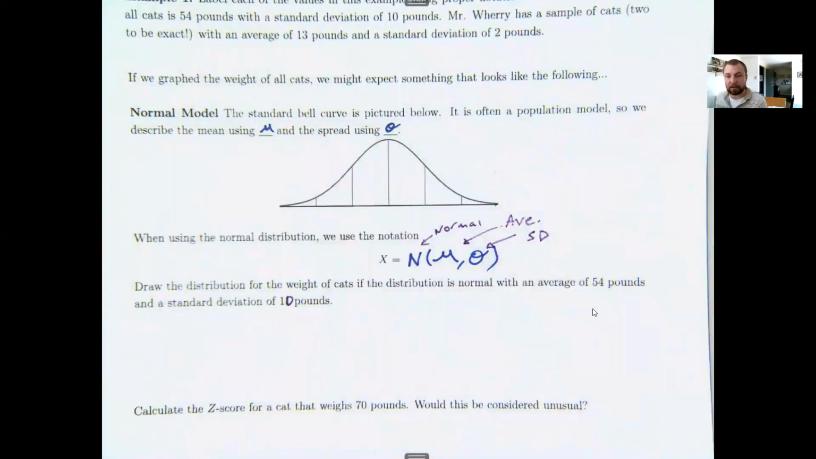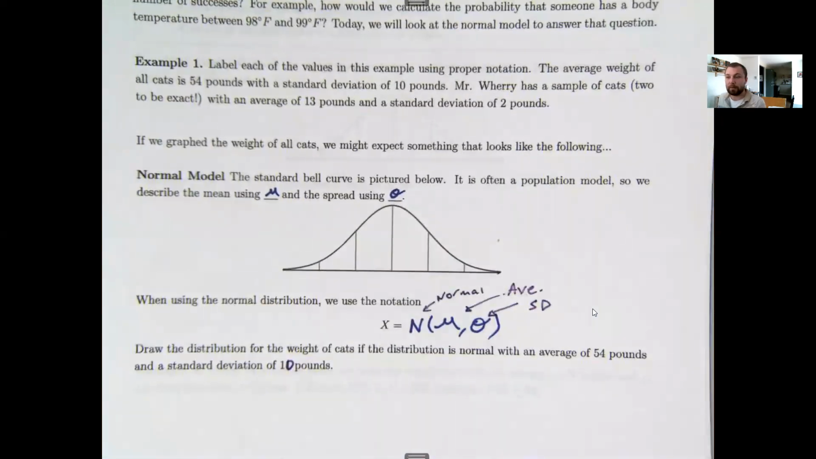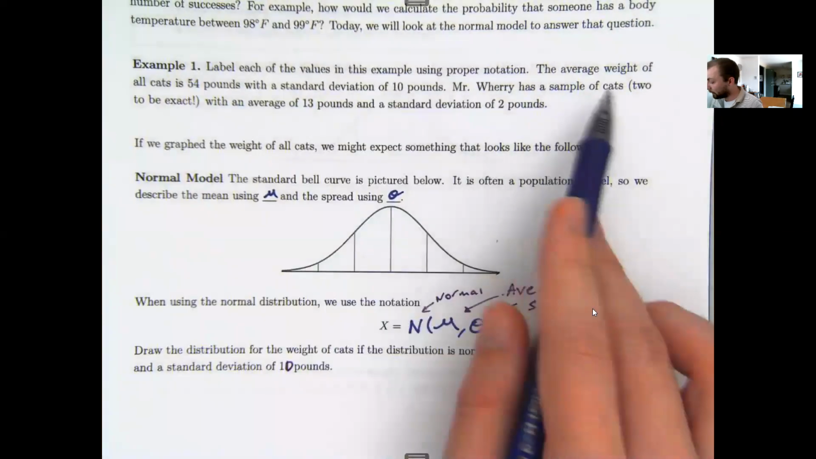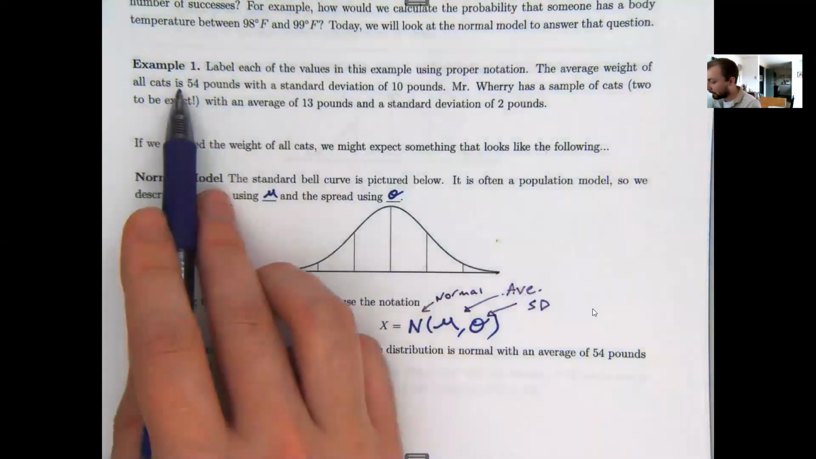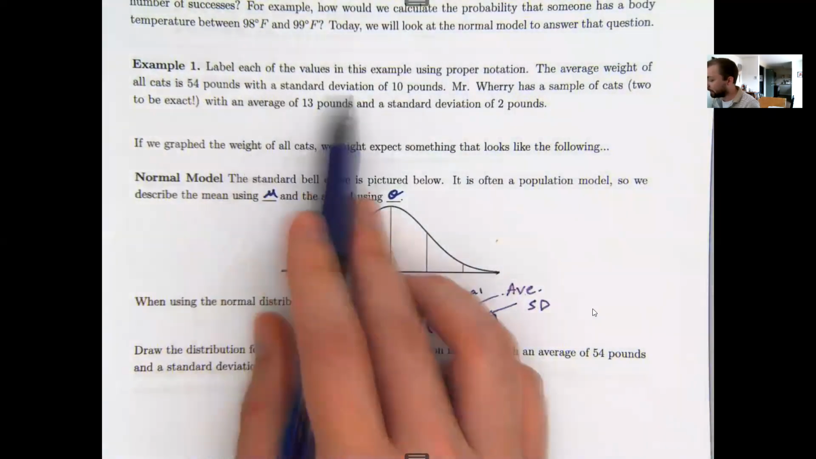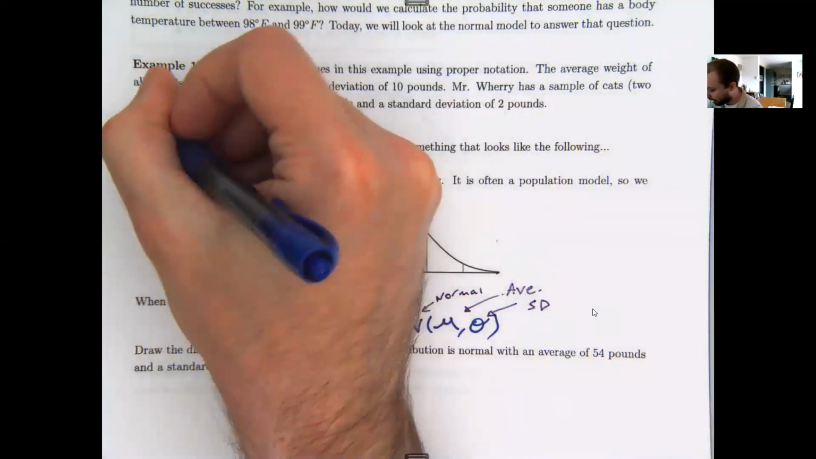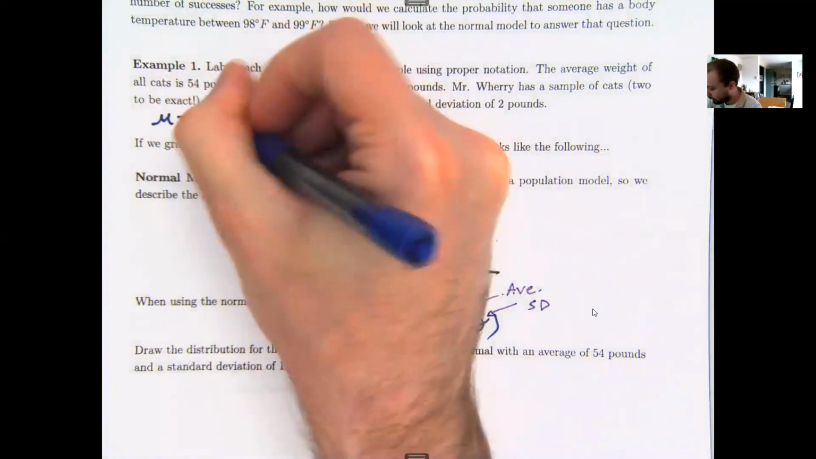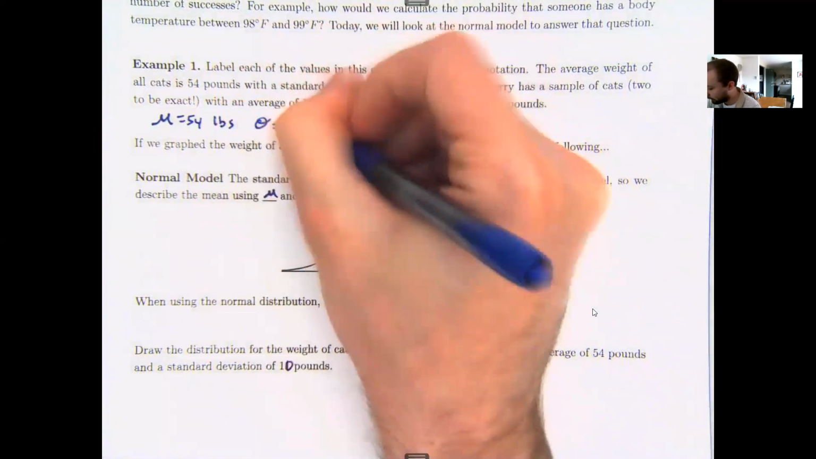So just practicing notation a little bit, going back to this example that was in an earlier video, labeling all the values in the following paragraph. The average weight of all cats is 54 pounds with a standard deviation of 10 pounds. So when I'm talking about the distribution of all cats, that has an average of 54 and a standard deviation for all cats of 10 pounds.